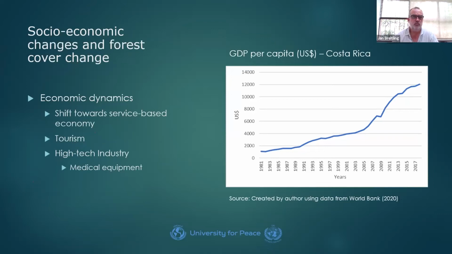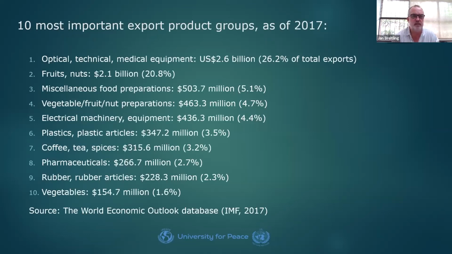Another graph that I found interesting, or another issue on socioeconomic changes or dynamics, is, like I said, that the economy has moved towards a service-based style economy, right? So we have tourism, we have high-tech industry, we have medical equipment being the most important exports and the most important issues in our economy versus a few decades ago where it was all agriculture. The GDP per capita has increased pretty much constantly, with a little flattening here during the last global economic crisis. But yeah, we have moved from an agricultural economy towards a service-based economy.